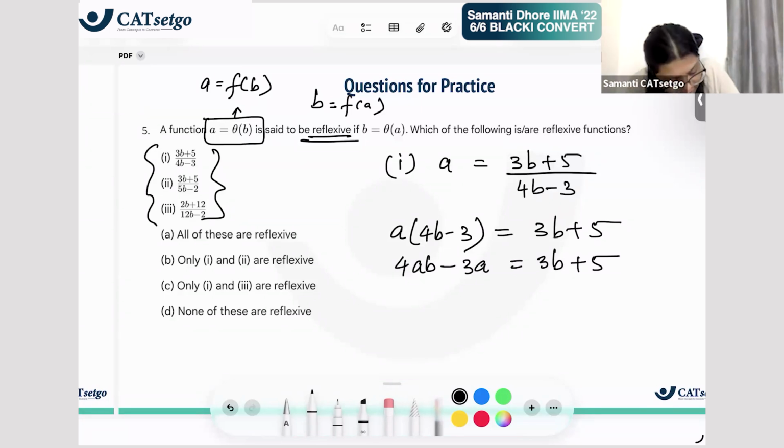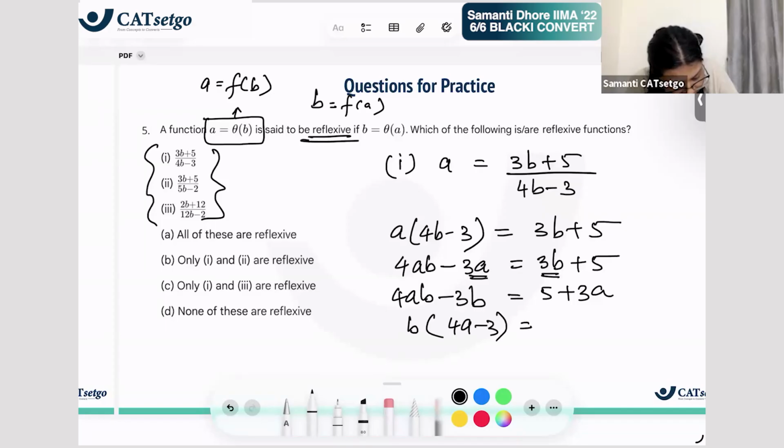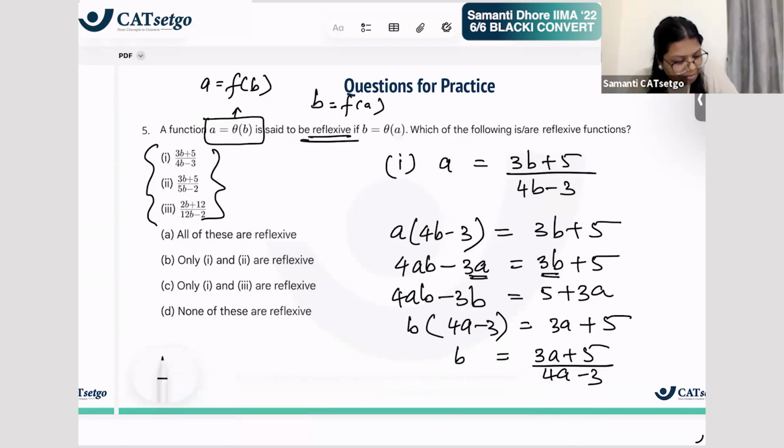तो b वाले terms हम equal एक side लेके आएंगे, minus 3b. I just shifted that 3b there, ठीक है? And I'll just bring this 3a this side. So this becomes 5 plus 3a, right? Now b common leke, this will be 4a minus 3 is equal to 3a plus 5, right? So b is equal to 3a plus 5 upon 4a minus 3.